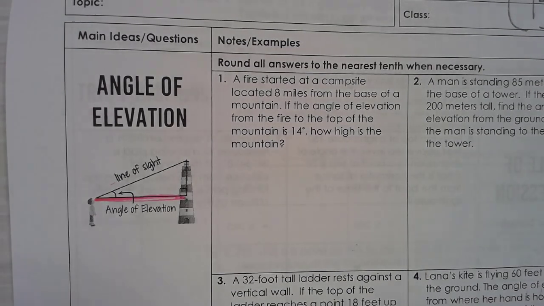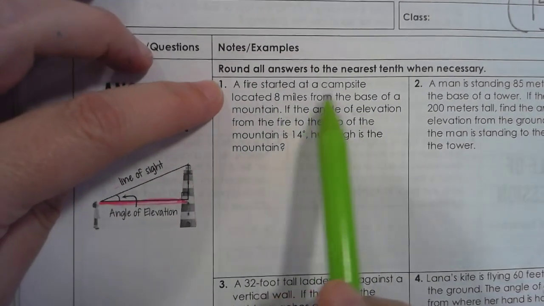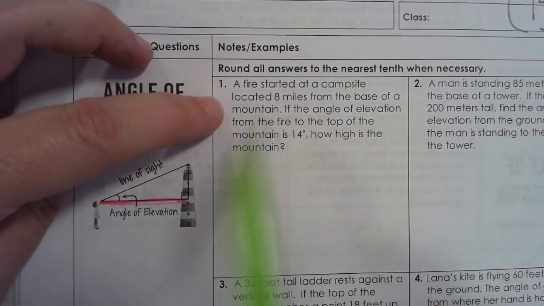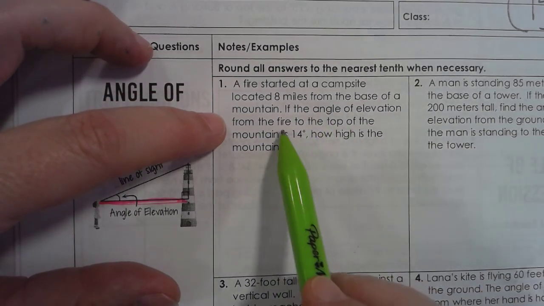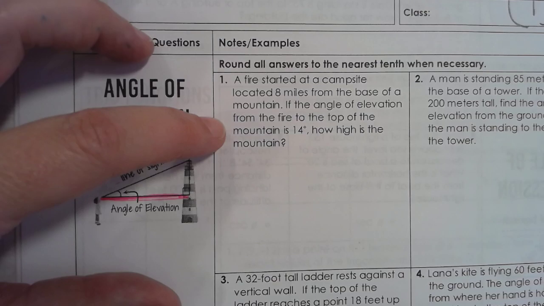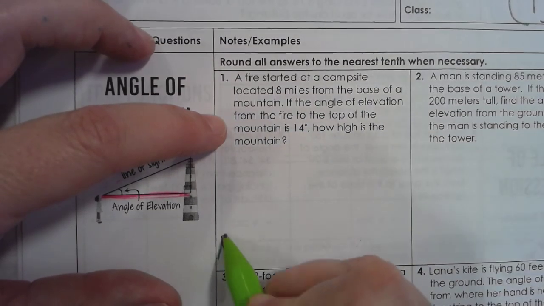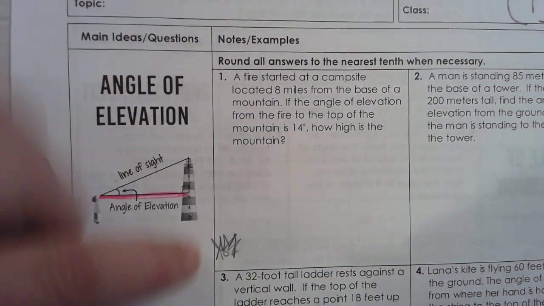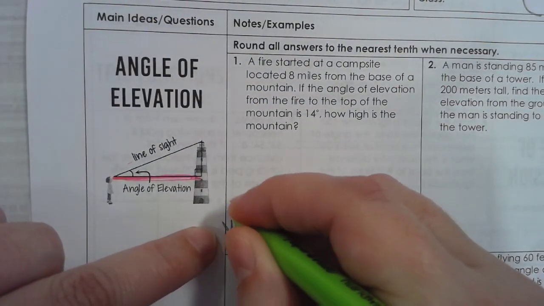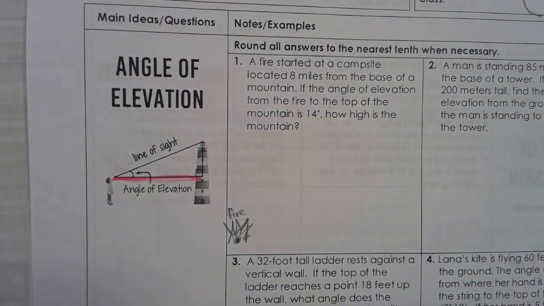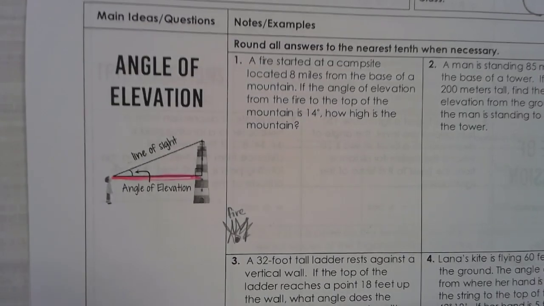We don't really need to solve these. Once we have the picture drawn, then the math is the same as what we had before. A fire started at a campsite 8 miles from the base of a mountain. Angle of elevation from the fire to the top of the mountain is 14 degrees. So down here on the ground, there's a fire. Here's my fire. If you can't tell what that is, then you put a dot and write fire. It's okay. It doesn't have to be fancy.